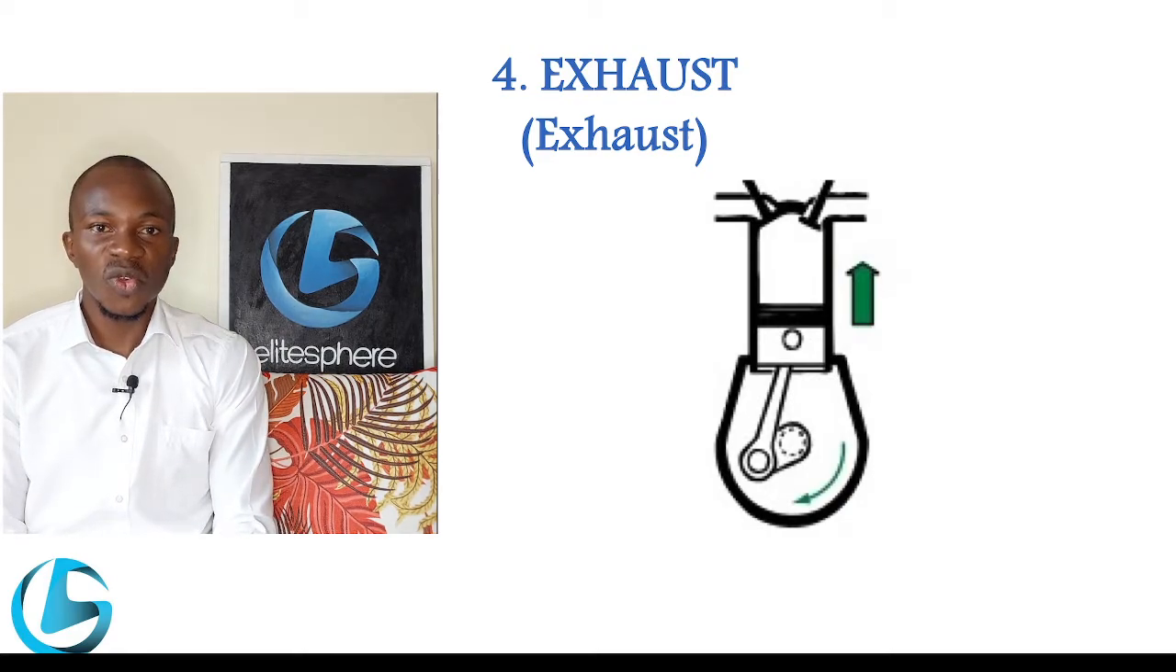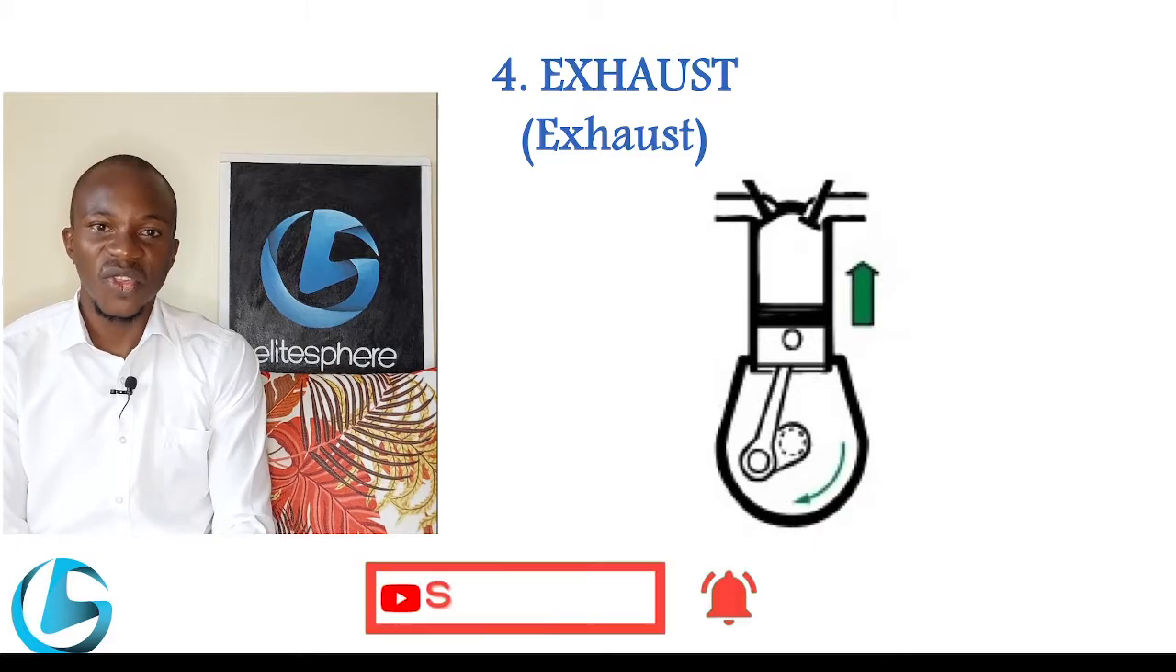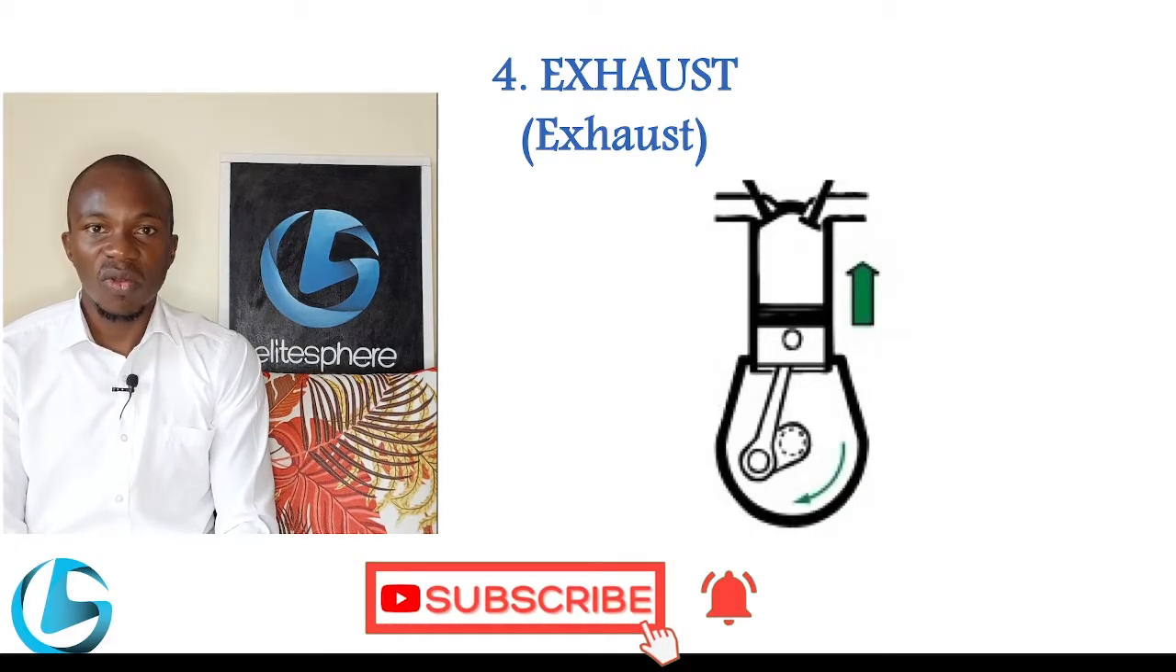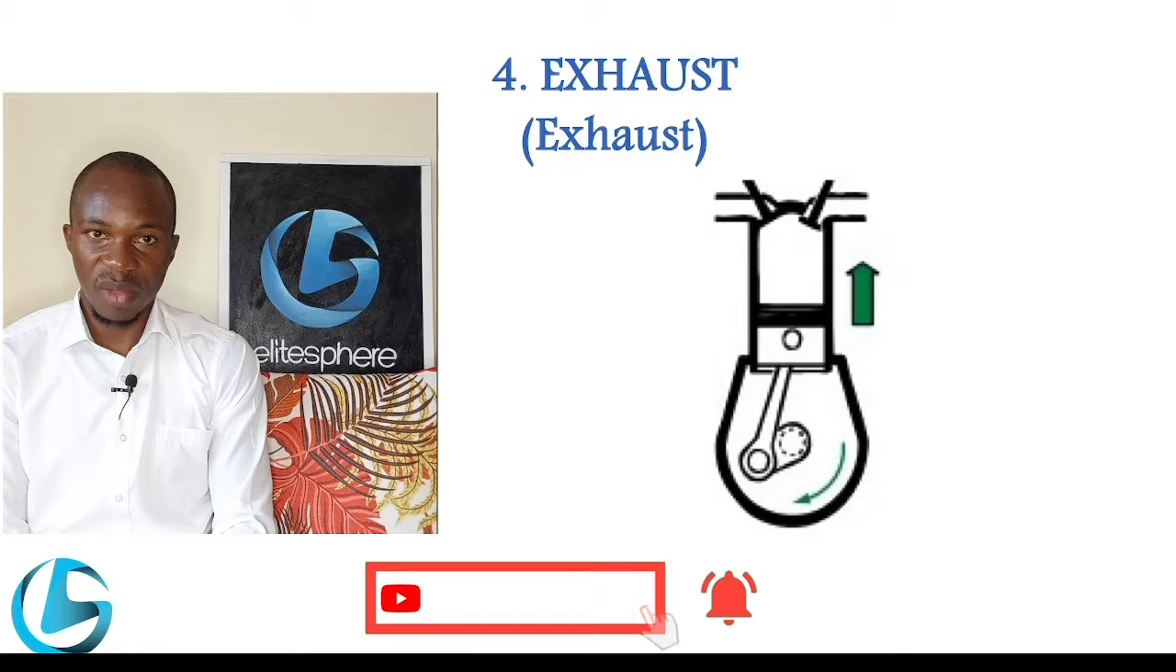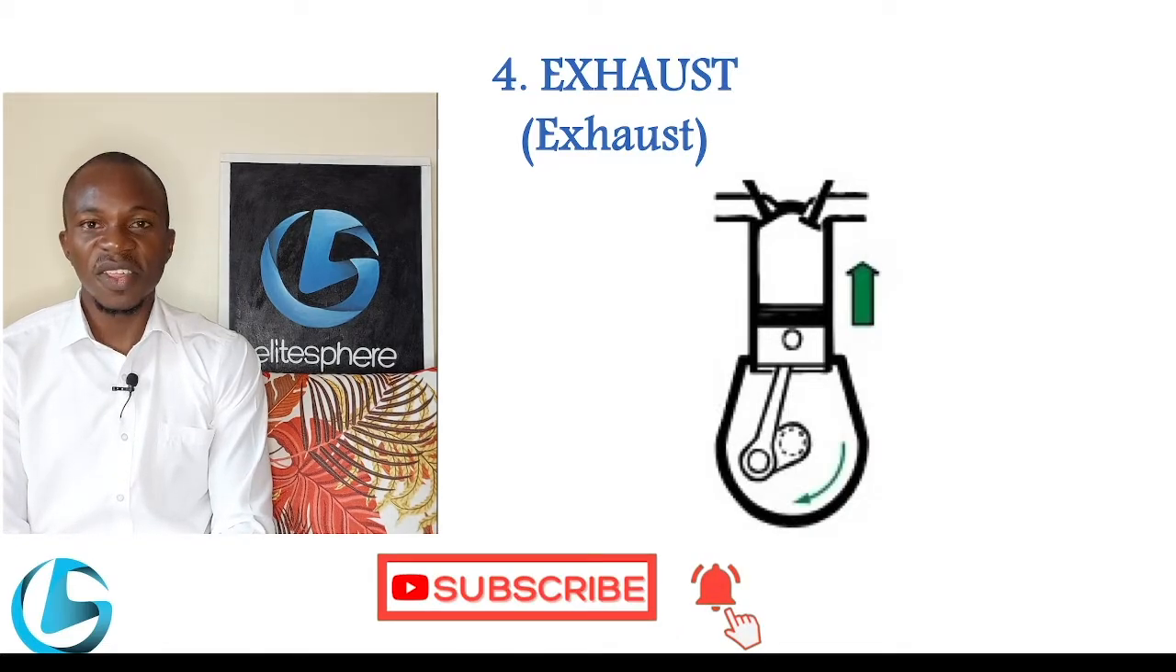So these are the 4 strokes and the 5 events that take place to complete one cycle of operation of a 4-stroke piston engine. After this, the events repeat again and again and again.